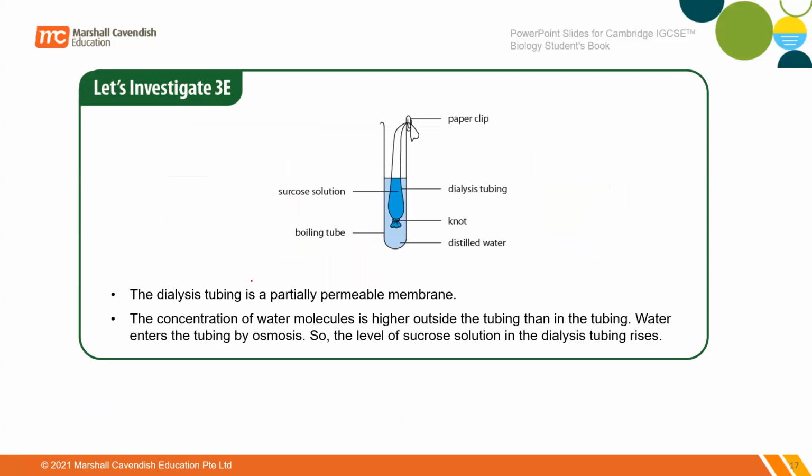I will talk about this model because you will find this model in all of the paper 6 or paper 4 exams. So it is very important to understand this model. Here we are demonstrating the partially permeable membrane by dialysis tubing or Visking tubing. This Visking tubing or dialysis tubing, both are right, represents the cell membrane.